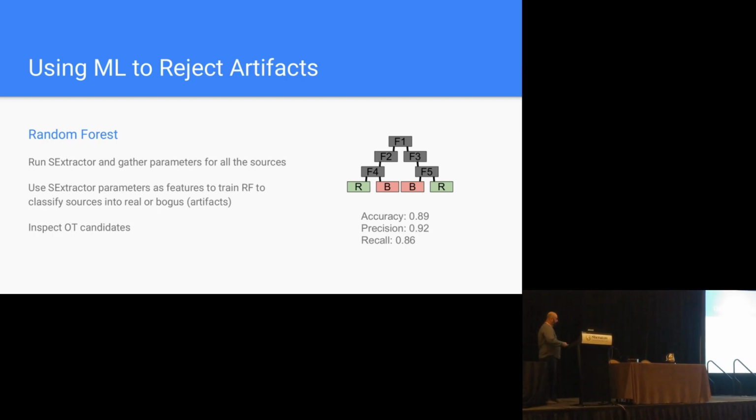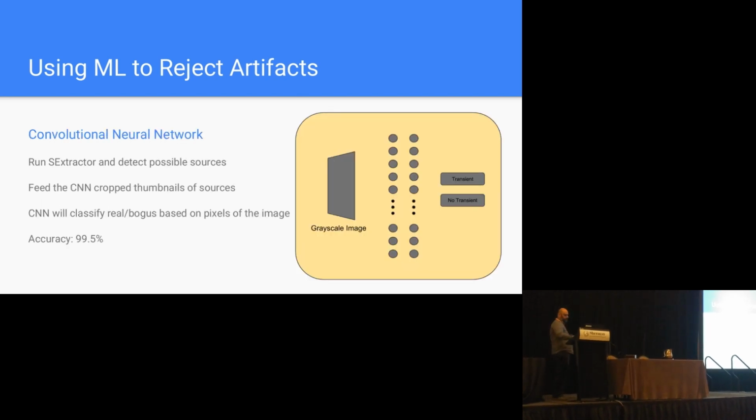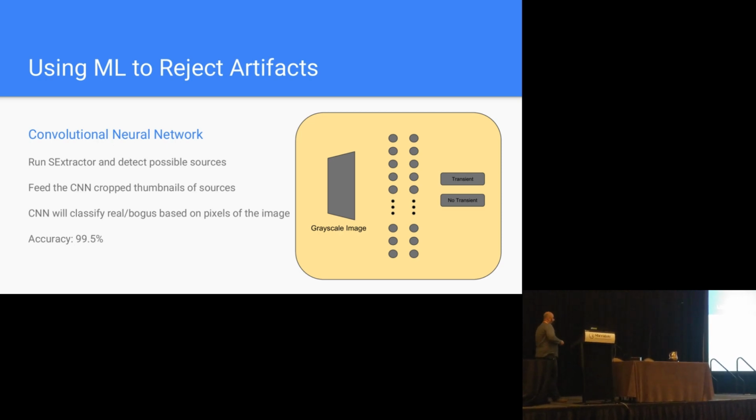During the training phase, we reached accuracy of 89%, 92% precision, 86% recall, so pretty good numbers. We also tried with a convolutional neural network. In this case, you do not need a set of parameters or features to do the classification. You just work directly with the pixels.